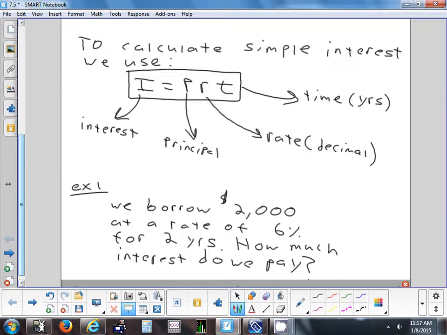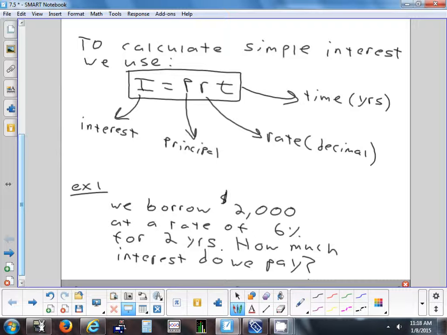So let's look at this one. This one says that you're going to borrow $2,000 at a rate of 6% for 2 years. How much interest do we pay? That 6%, in terms of mortgage rates right now, is pretty accurate. We just looked at mortgage rates a little while ago. We saw they were between 5 and 6%.